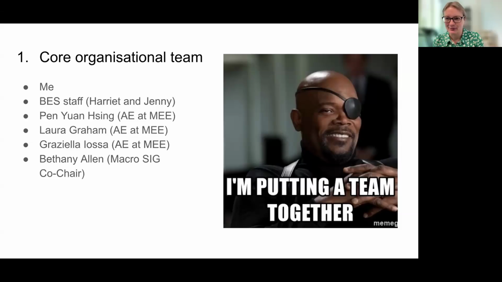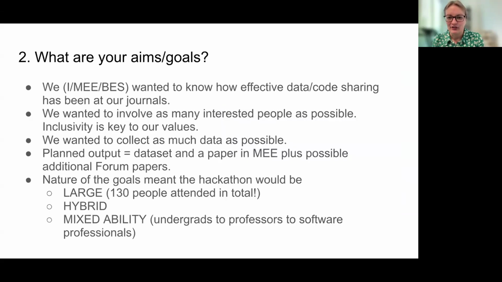And then I bumped into Bethany at a conference and roped her into it as well, because she's been a data editor at Proceedings B. And so I thought she'd have really good insight into how we should put this together. So obviously the aims were to think about how effective data and code sharing had been.